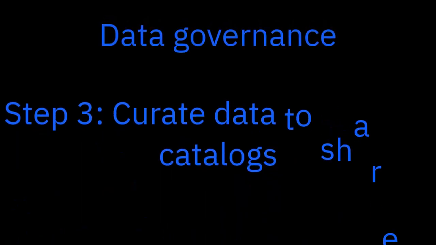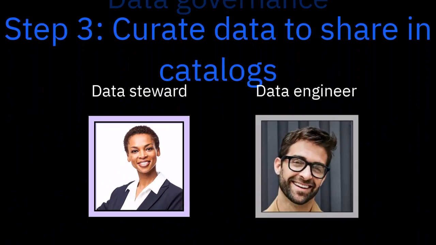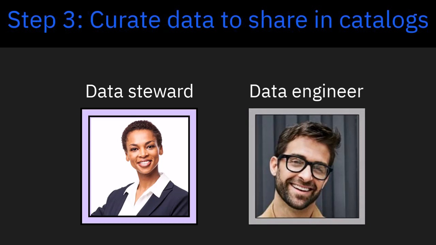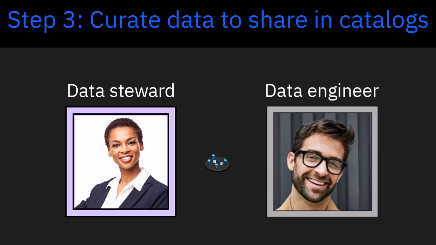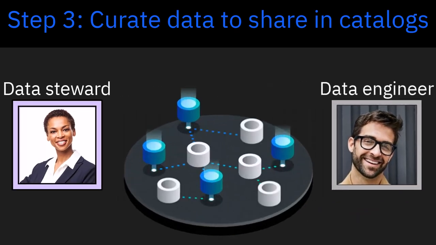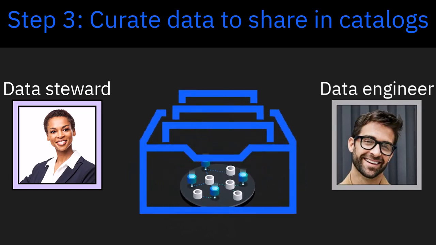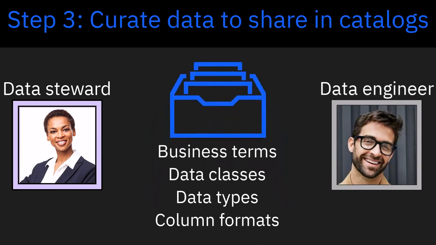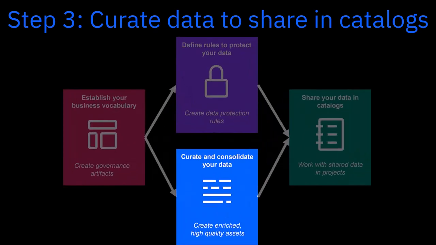Step 3. Now that your data protection rules are in place, the data stewards on your governance team curate high-quality data assets, and the data engineers consolidate data from multiple sources and publish them to catalogs where the collaborators who need the data can find them. Data stewards enrich the data assets by assigning governance artifacts as metadata that describes the data and informs the semantic search for data. In Step 3, you might use metadata import, metadata enrichment, data quality analysis, master data explorer, and catalogs.